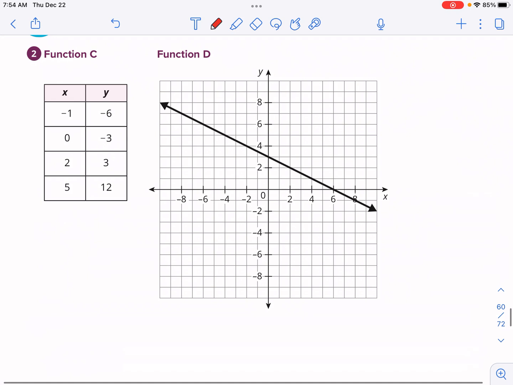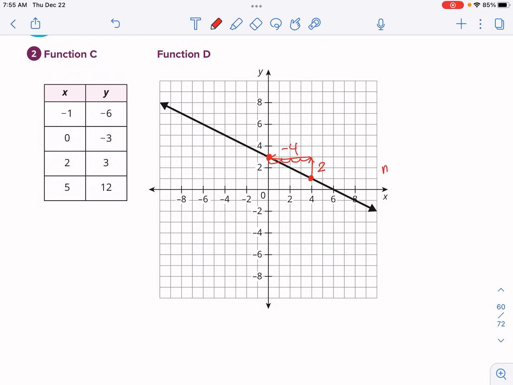Now we're comparing number 2, function C and D. We still have a graph, but now we have a table. Let's start with the graph since we're more familiar with it from the last problem. Pick some points that we can use. I'll pick this point and this point. I'll start at this bottom point and go up and left. So my rise is +2, and my run, since I'm moving to the left, is negative. You can count it: 1, 2, 3, 4, so -4.